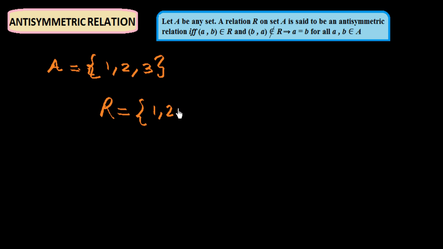So it's very simple. If we have a set {1, 2, 3} and a relation like this: (1, 2) is there, (2, 3) is there, (1, 3) is there. So this is an antisymmetric relation because there is (1, 2) but not (2, 1). (2, 3) there is not (3, 2). (1, 3) there is not (3, 1). So it is called the antisymmetric relation.